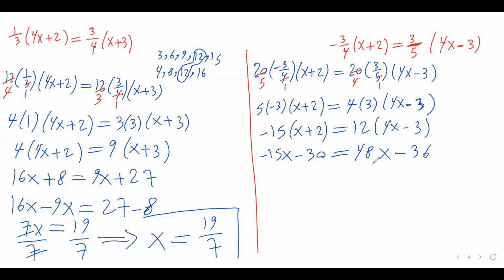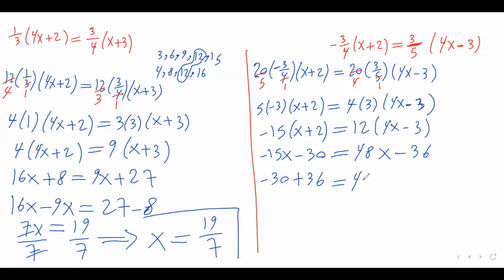Now we have to move all the constant terms to one side and all the variable terms to the other side of the equation so we can solve. I want to move this negative 15x to the right side. So let's do that. And I bring that negative 36 to the left side. So on the left side, I have negative 30. I move this negative 36 from the right side, I bring it to the left side. It becomes positive 36 equals.